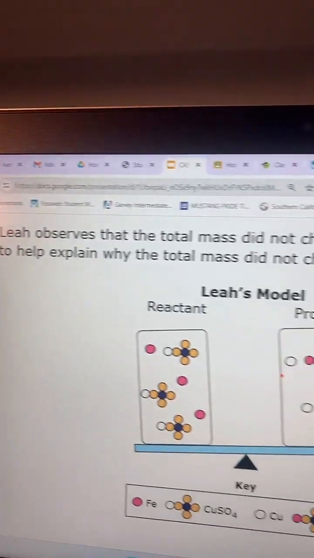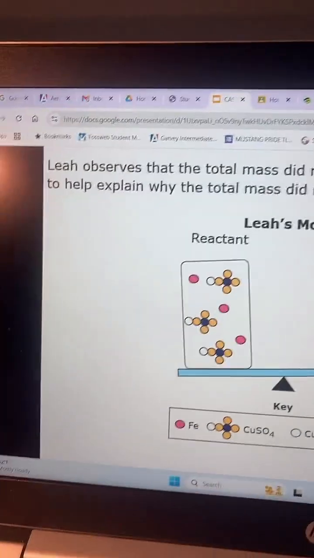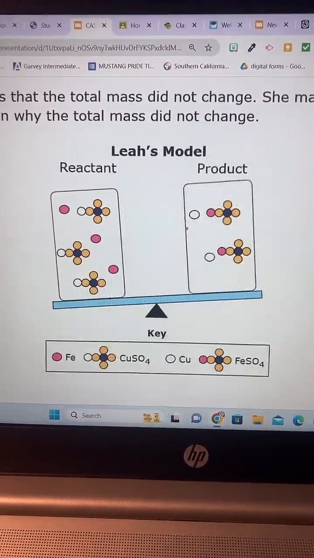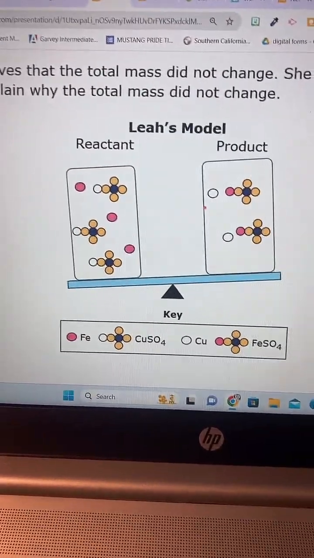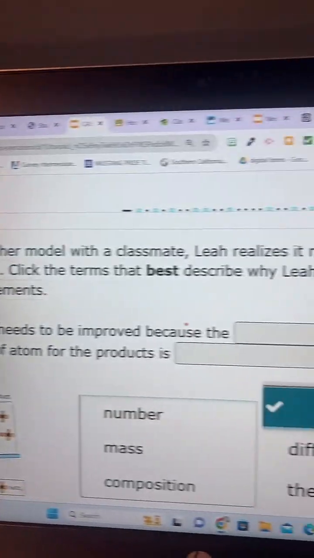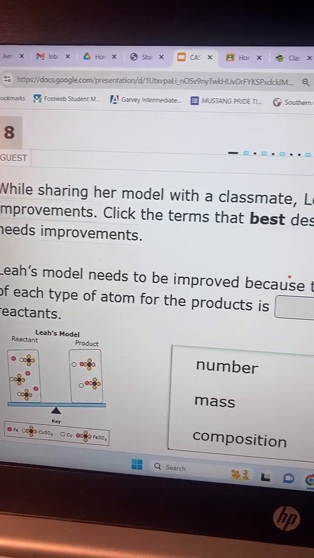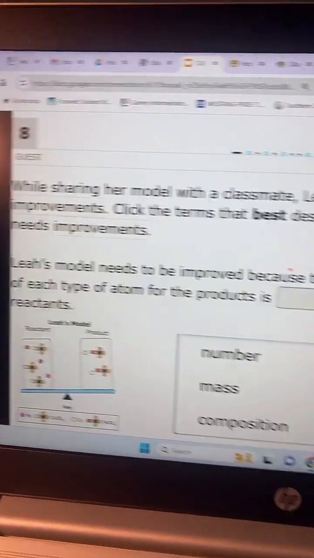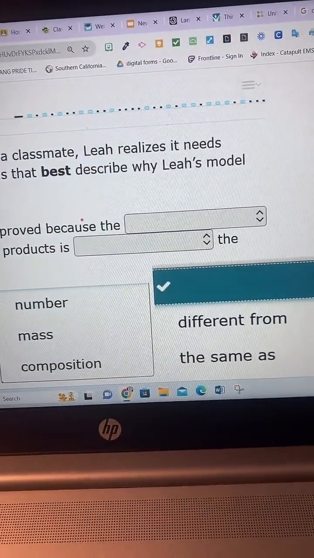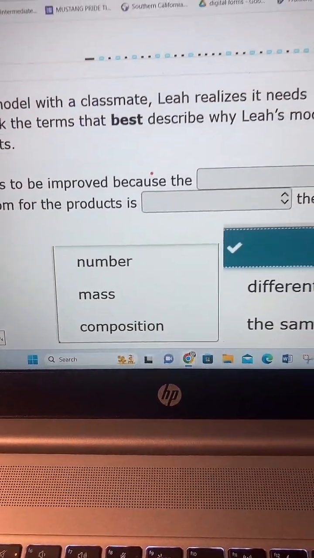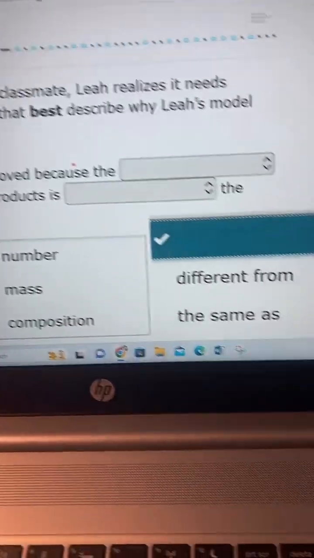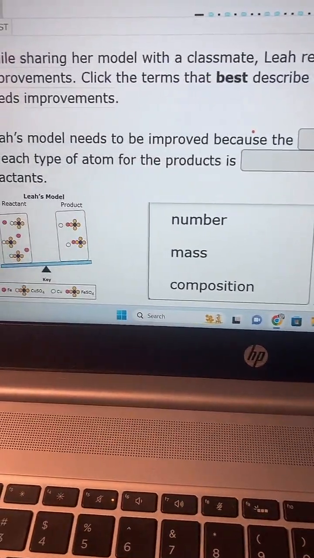Leah observes that the total mass did not change. She makes a model to help explain why the mass did not change. And here's her model. But you'll notice on her model, the mass doesn't seem the same. While sharing her model with a classmate, Leah realizes it needs improvements. Check the terms that best describe why Leah's model needs improvements. Leah's model needs to improve because the number, mass, or composition of each type of atom for the products is either different from or the same as the reactants.